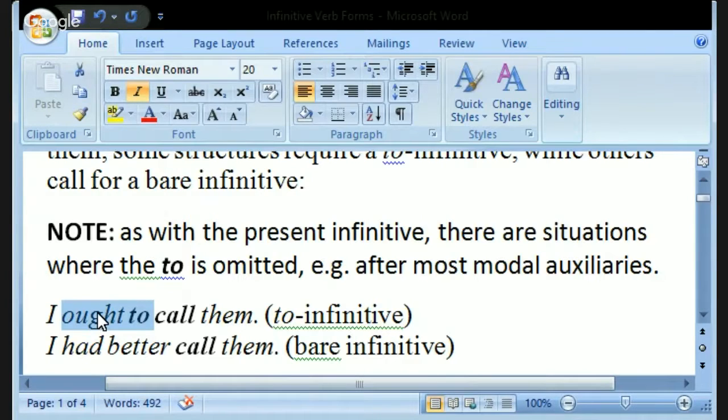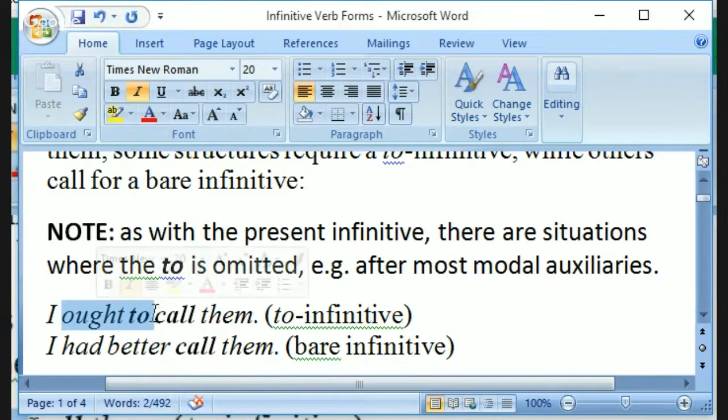I had to call them, past tense. When we have what's considered a compound modal, a modal made up of a word plus to, then the to has to be there because really it's more a part of the modal than it is the actual infinitive. We always say ought to. You never say ought without to. It doesn't really exist.